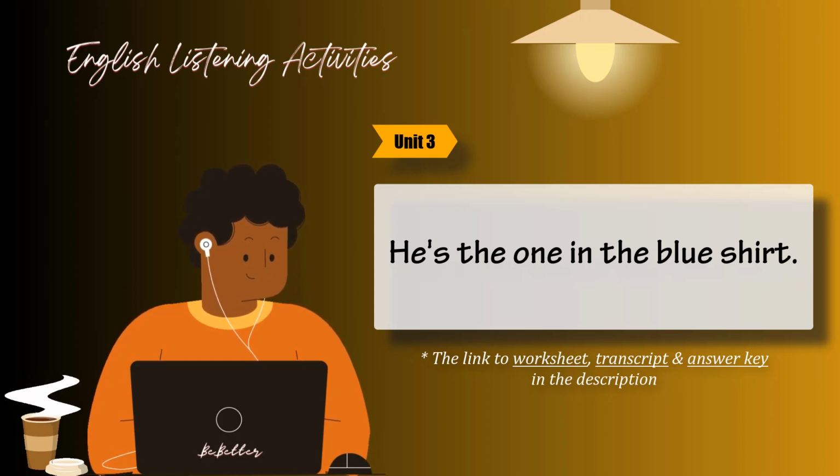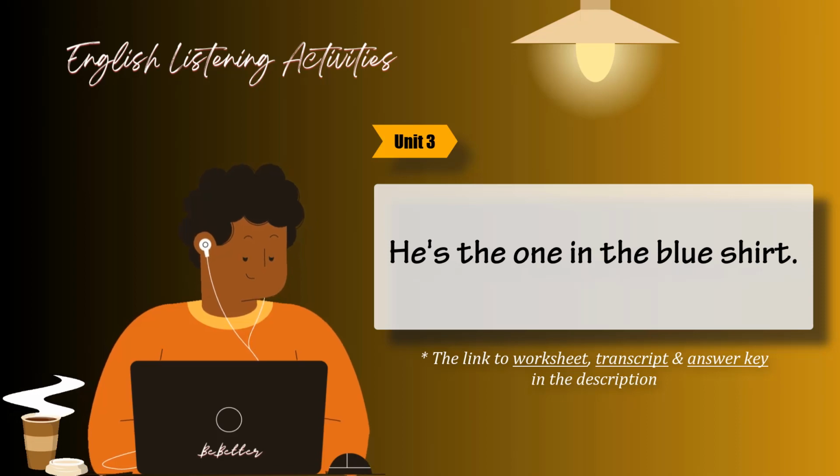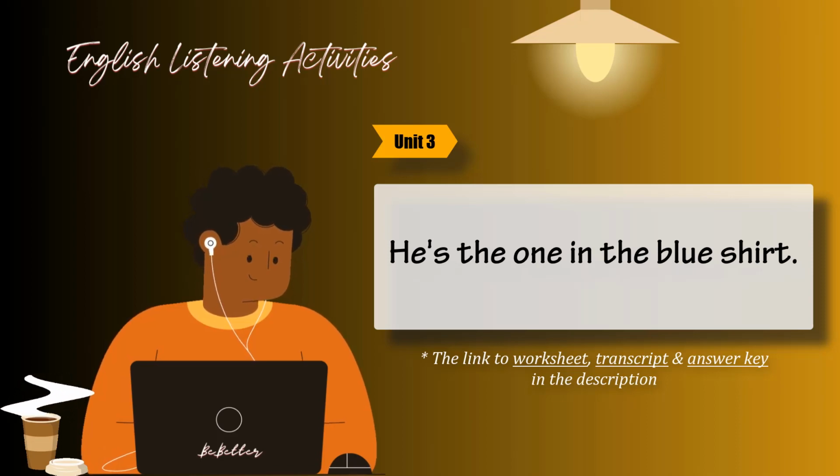Task 3. Listen to short descriptions of each of the people in Task 2 and number the names 1 through 5. Then listen again and check your answers.